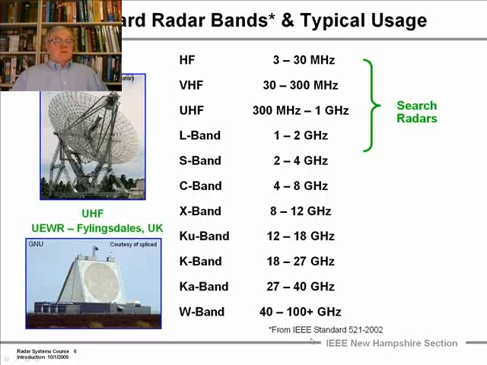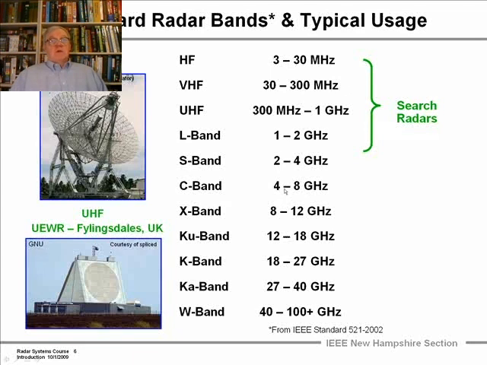Now for each of these frequencies, and by the way, these are the exact ranges that the IEEE has set as standard for what we call these bands. The IEEE has a standards board, and standard 521-2002 all agreed that frequencies from 3 to 30 megahertz were high frequency, from 30 to 300 megahertz was VHF, and on down. And I just wanted to point out that different areas of the frequency spectrum are used for different functions. And we'll see why that is later.